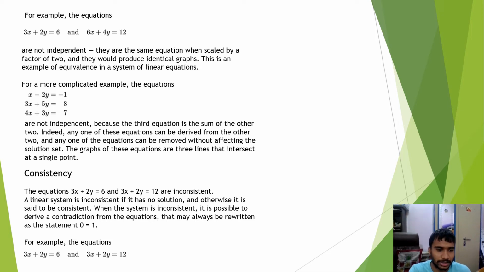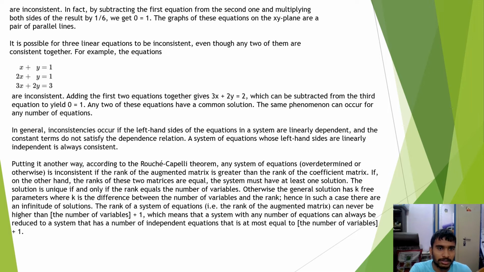For example, these two equations are inconsistent. In fact, by subtracting the first equation from the second one and multiplying both sides of the result by 1/6, we get 0 equals 1. The graphs of these equations on the xy plane are a pair of parallel lines.